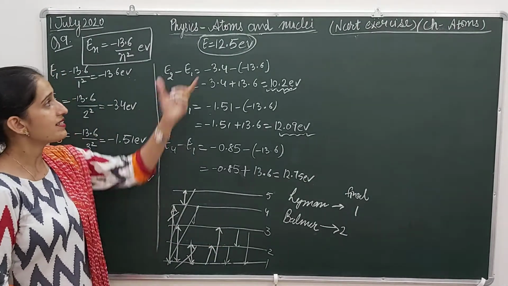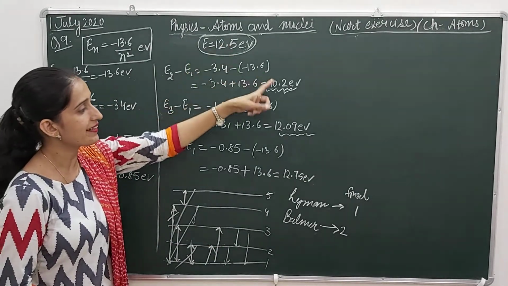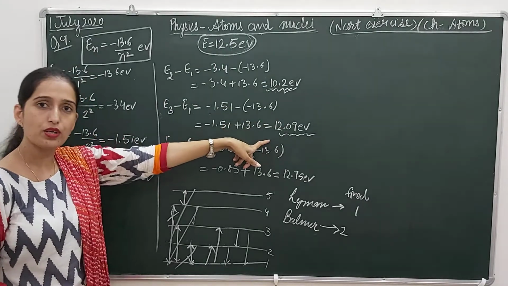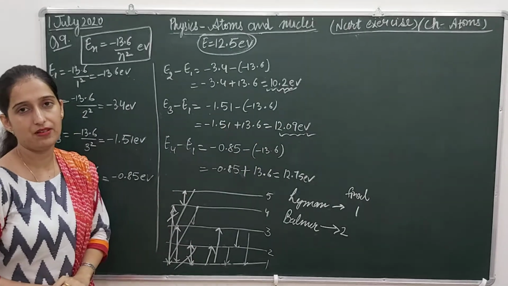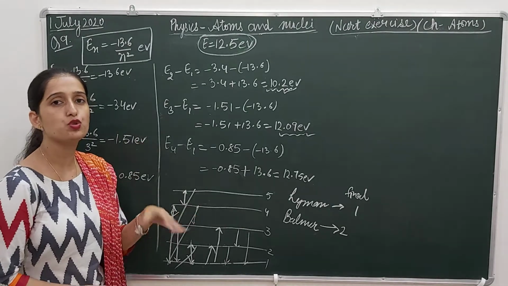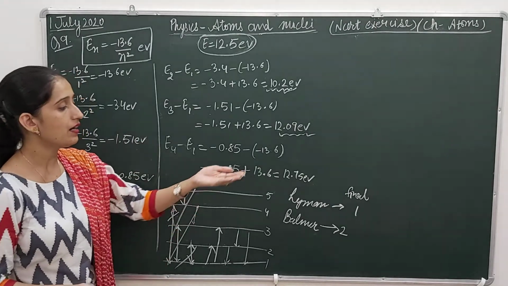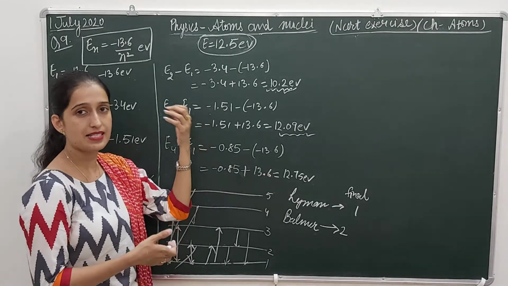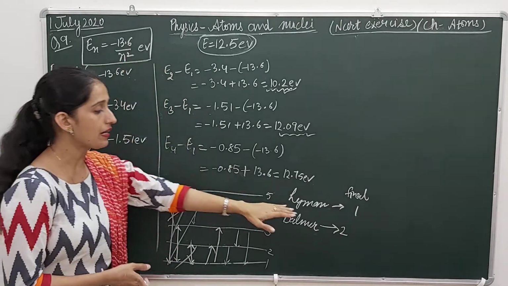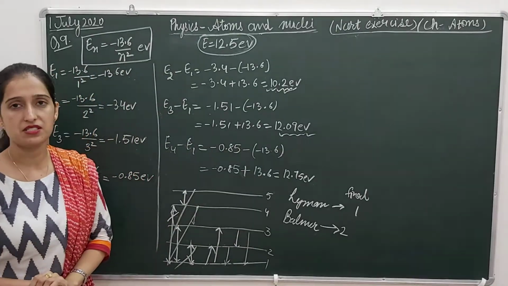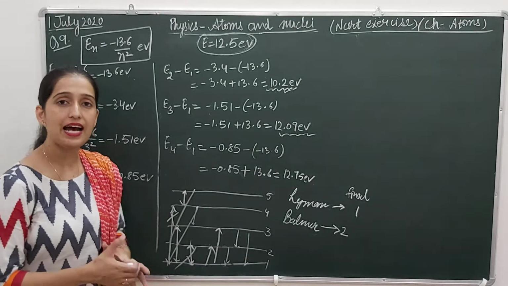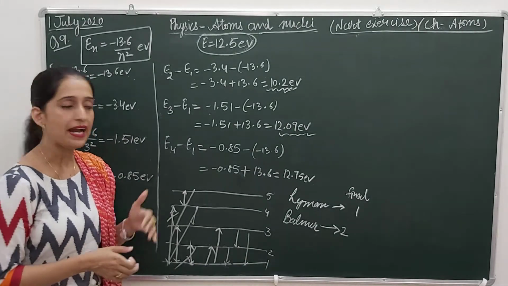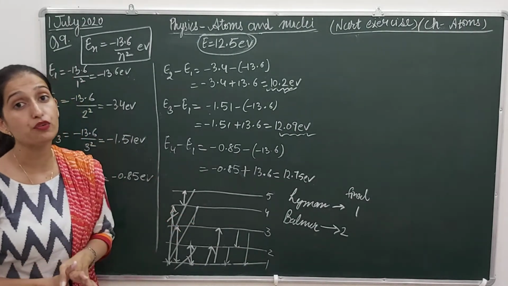Okay, so it is having this much. This is greater than both 2. So the electron can come to the first and second level. The answer will be the series which we get: the Lyman series and the Balmer series. The Balmer series lies in the visible region and the Lyman series lies in the UV region.